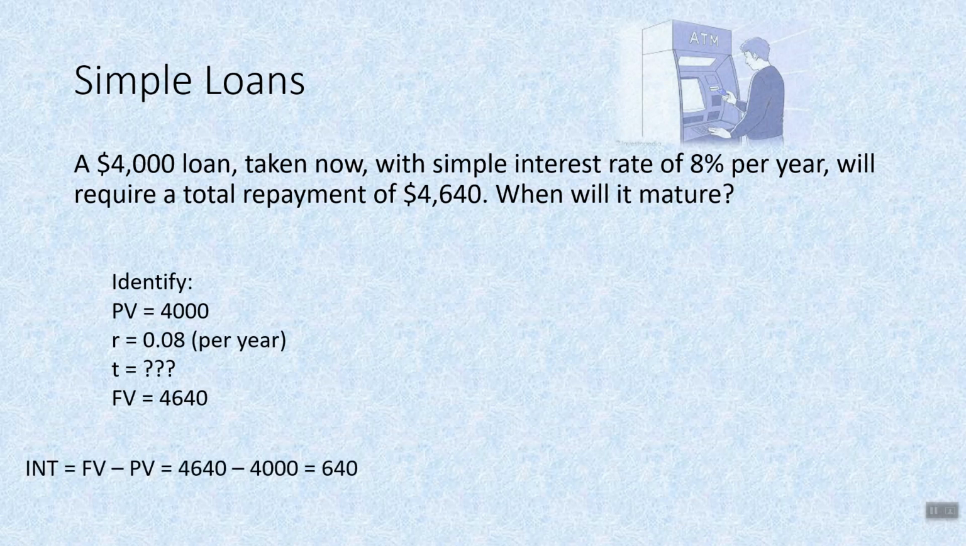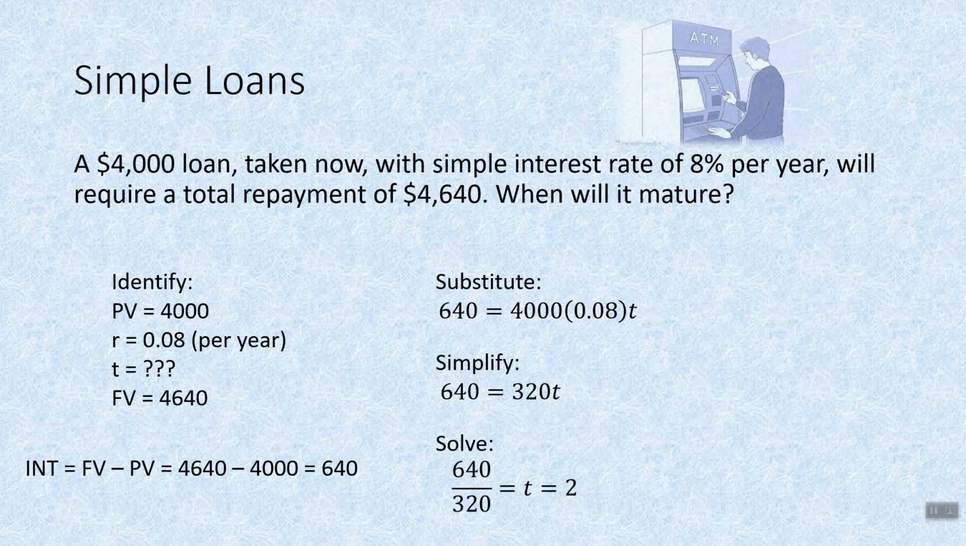Remember that interest plus present value equals our future value. So we can rework that equation and find that future value minus present value is equal to our interest. So if we have both present and future values, we could easily find the amount of interest. And we can go back to our nice, simple interest formula. Interest is PV, 4,000, times the rate, times time. We'll combine, simplify on the right-hand side. We'll isolate T to get 2. And we find that this loan will mature in 2 years.